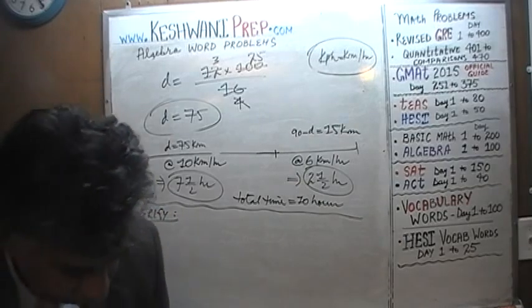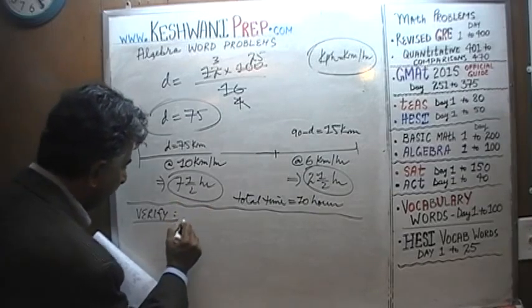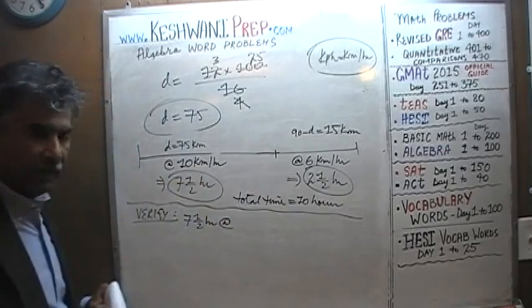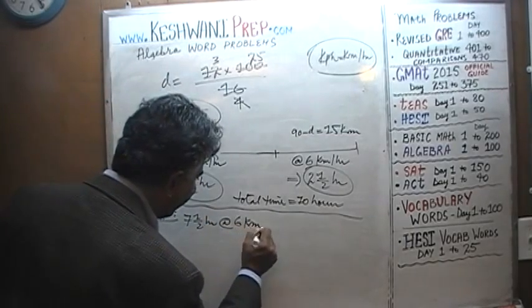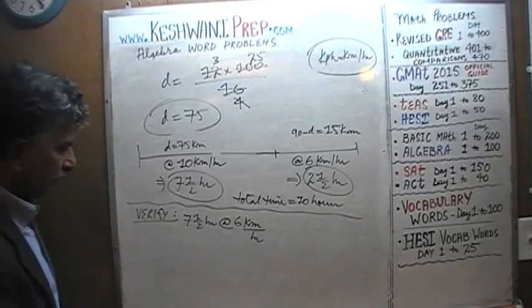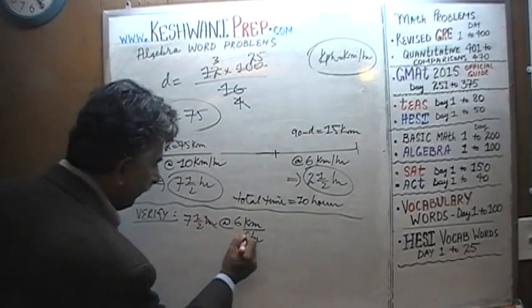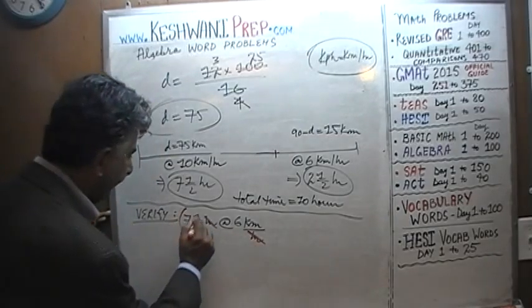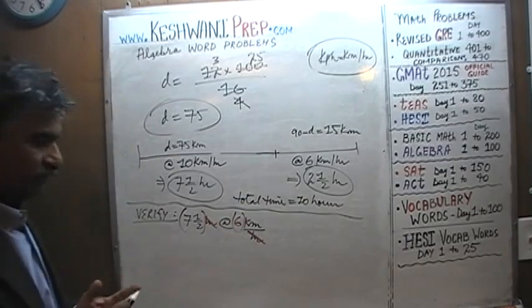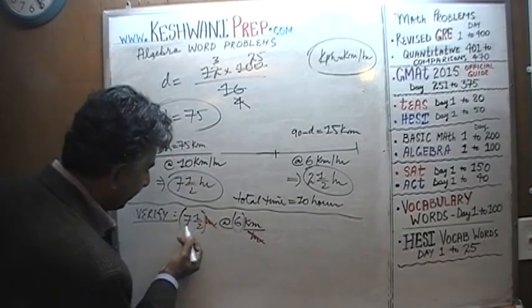So if you're going to verify it, here's how the verification is going to go. We're going to go for 7.5 hours, not at 10 kilometers per hour, but at 6 kilometers per hour. How far will we travel? As you can clearly see, the hours are going to drop out, and it's going to be 7.5 times 6. That's how many kilometers we travel. Let's see what that is, shall we? It's very important that you stay with me. So we can multiply 7.5 times 6.